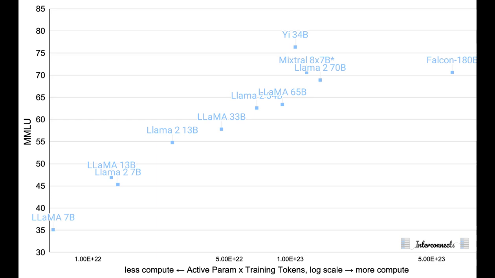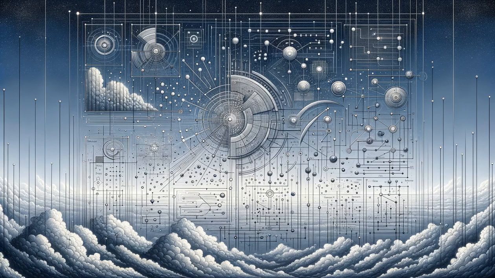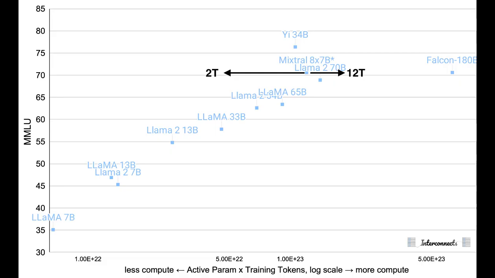See figure 6. Most of these are in line, with Yi 34B and Mixtral being the ones that look the most interesting. Here's an annotated version showing where Mixtral could be with different assumed token training counts. See figure 7. If we assume that Mixtral 8x7B was trained on the same number of tokens as Llama 2, 2 trillion, it would look like a total outlier, which is unlikely.